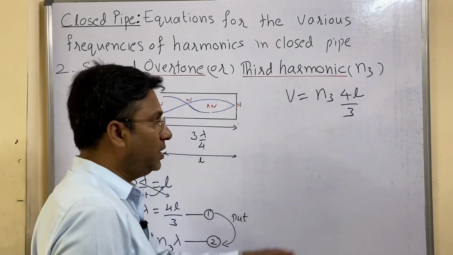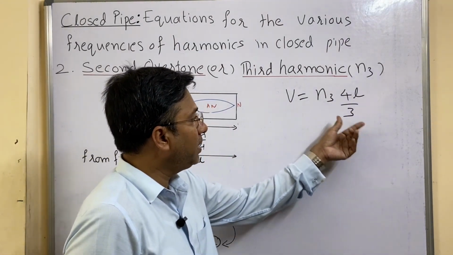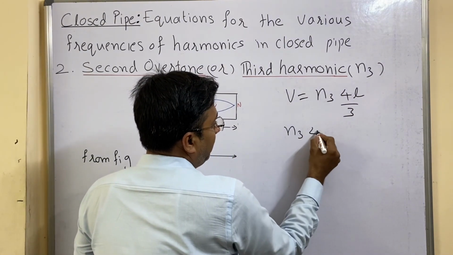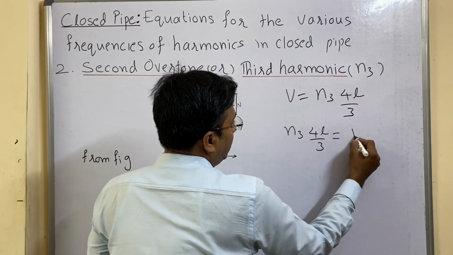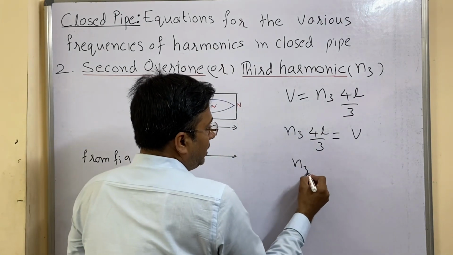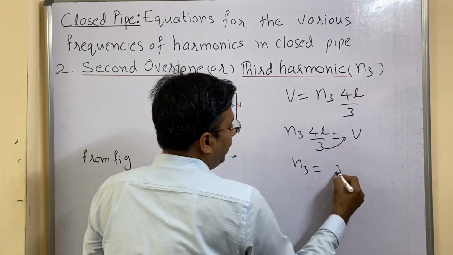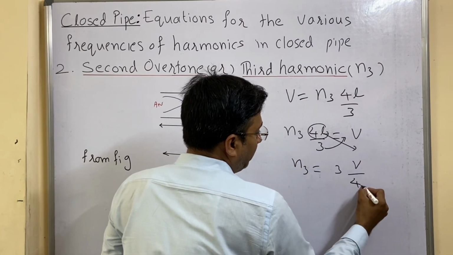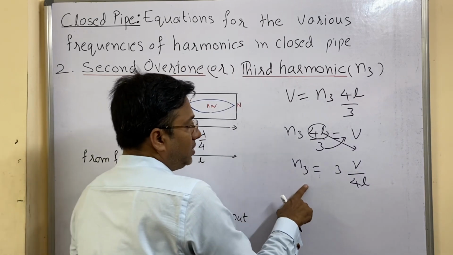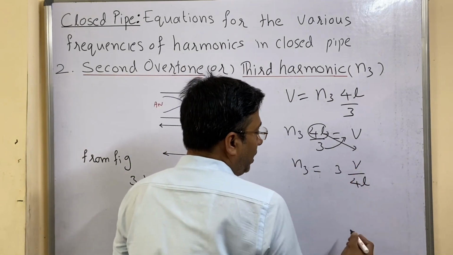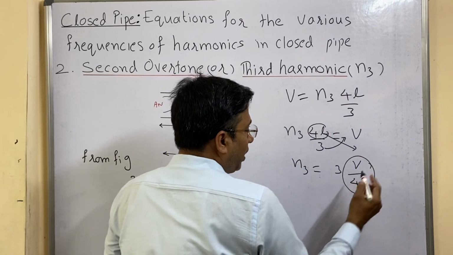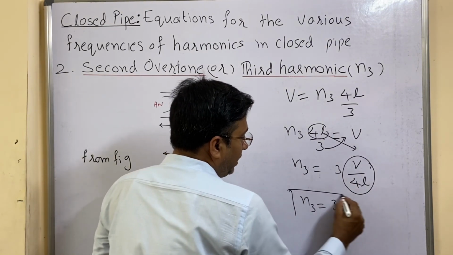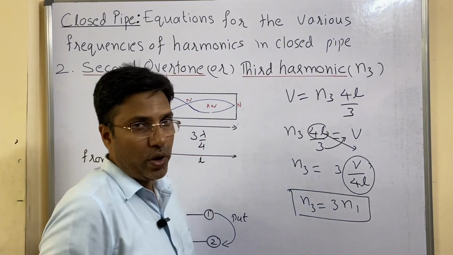So flip the equation. The complete N3 times 4L by 3 I am writing on the LHS and V on the RHS. So N3 times 4L by 3 is equal to V. N3 is equal to, cross multiplying here, 3V by 4L down. So the formula is N3 is equal to 3V by 4L. What we can do here, in place of V by 4L, we can replace with N1. Therefore, N3 is equal to 3N1.